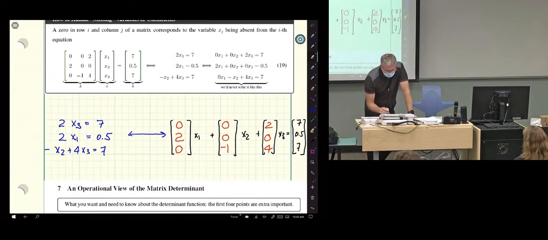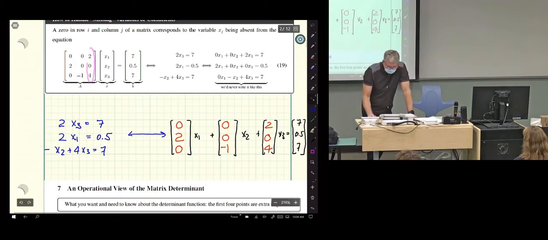And then we see that what's multiplying x1, that's the first column. These are all the numbers multiplying x1. These are the numbers in the matrix that multiply the variable x2. And this column of the matrix corresponds to the numbers multiplying x3.